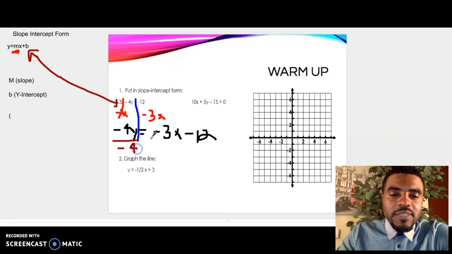So I'm going to divide this by negative 4, and again, if you do it to this side, we have to do it to this side. And you have to do it to both terms on this side. So be sure that you divide negative 4 to every single term.